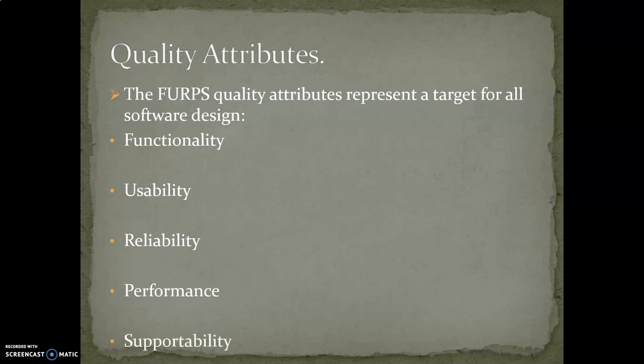Then supportability combines the ability to extend the program, adaptability, and serviceability. In short, we can say that the software should be maintainable. Along with that, testability, compatibility, configurability, the ease with which we can install the system, and the ease with which we can recover the system. All these factors come under supportability. So these are the quality attributes which are to be considered.